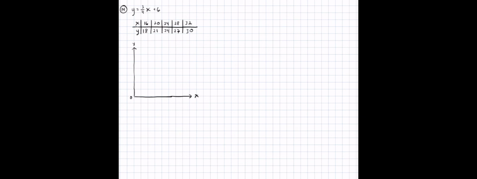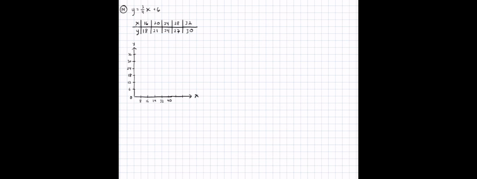Okay, our x's go up to 32. Can we go by 4s? 4, 8, 12, 16, 20, 24, 28. No. Can we go by 8s? I think so. 8, 16, 24, 32, and 40. And then, these are going by 3s, aren't they? Let's go by 6s. 6, 12, 18, 24, 30, 36.